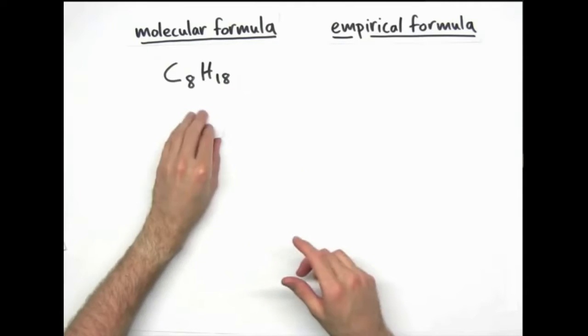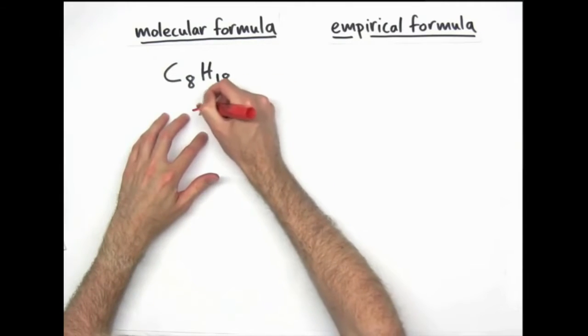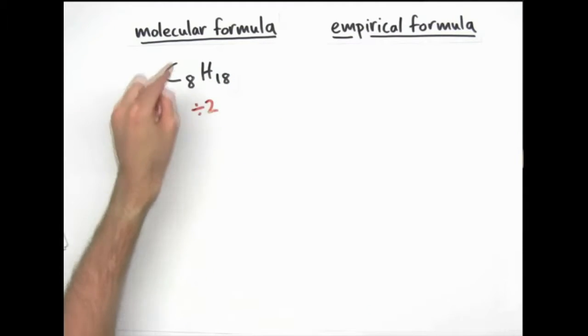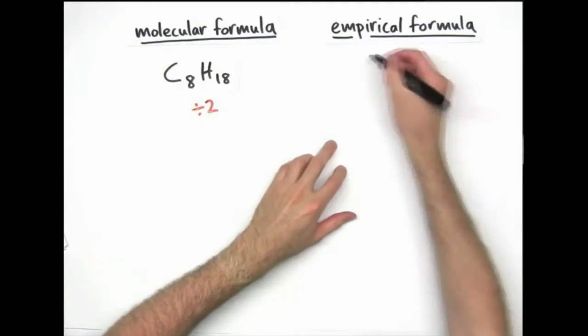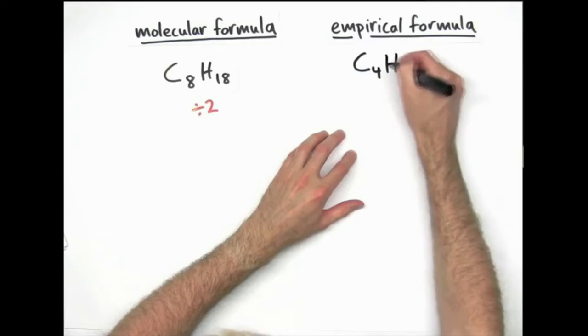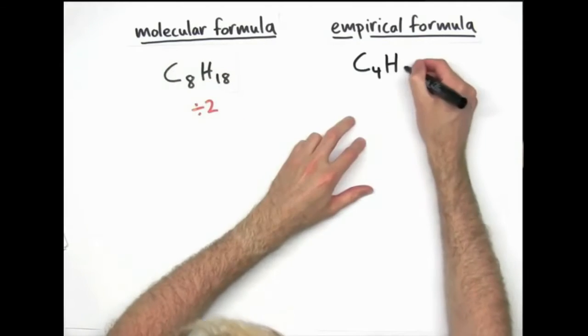Okay, so in this case, we can divide both 8 and 18 by 2. They're both divisible by 2. And dividing both of these by 2 is exactly what we'll do to get the empirical formula. It will look like this. We'll have C, and then 8 divided by 2 is going to give us 4. And we have H, 18 divided by 2 gives us 9.